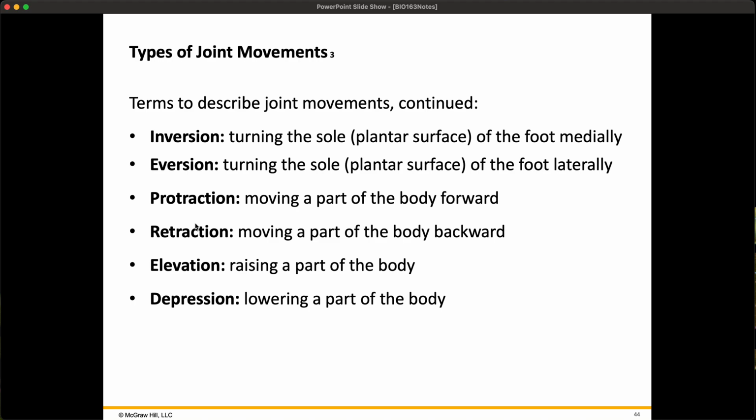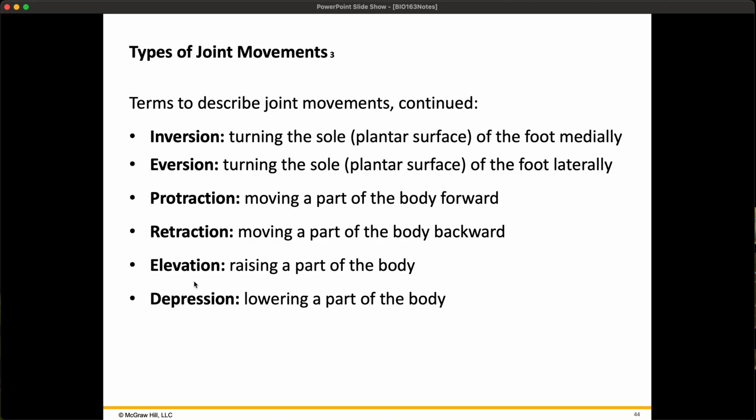Protraction and retraction in the jaw. Well, in the jaw as an example, you can also do it with your shoulder blades. You can push your shoulders forward or draw them back. But with your jaw as well, you can protract by kind of jutting your chin out, and then you can retract and draw your chin back. You actually do this while you're eating, you just don't realize it.